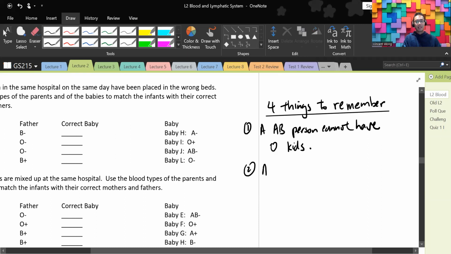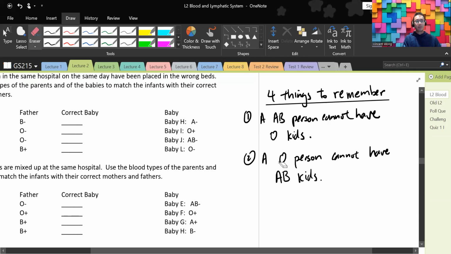Similarly, what kind of kids can a type O person not have? Well, if you're type O, you can only pass on little i. So it's not possible to have an AB kid. Biologically, I'm talking about. You can adopt an AB kid if you really want one. An O person can only pass on little i, and to make an AB child, you need to pass on an IA or an IB.